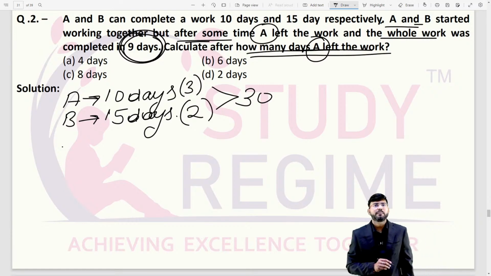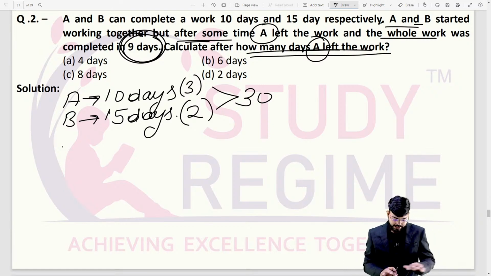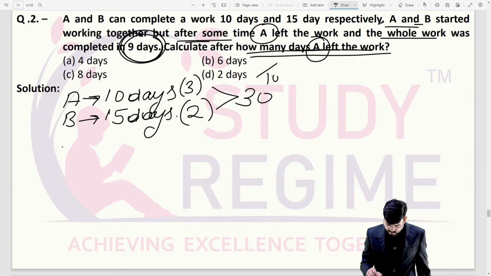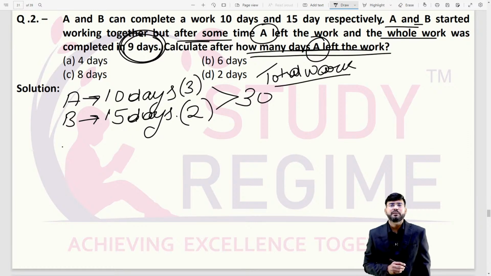Clear? Why am I writing like this? How to write like this? A can do a certain piece of work in 10 days, B can do the same amount of work in 15 days. Take the LCM of 10 and 15, you will get 30 as total work. The total work comes out to be 30.